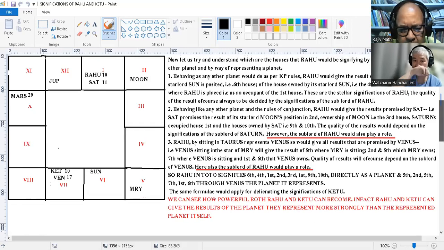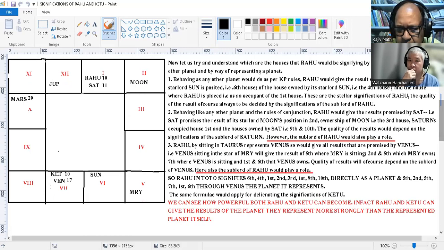Okay, so now we see. Can you see the chart? Yes, sir. Second chart. Now let us try and understand which are the houses that Rahu would be signifying by way of behaving as any other planet and by way of representing a planet. Any other planet is like any other planet in KP. You know how any planet as a significator gives results of its star lord, then the house owned by its star lord. Like that, Rahu, like any other planet, let us see how it will behave, and then its special powers. We will study both of them.